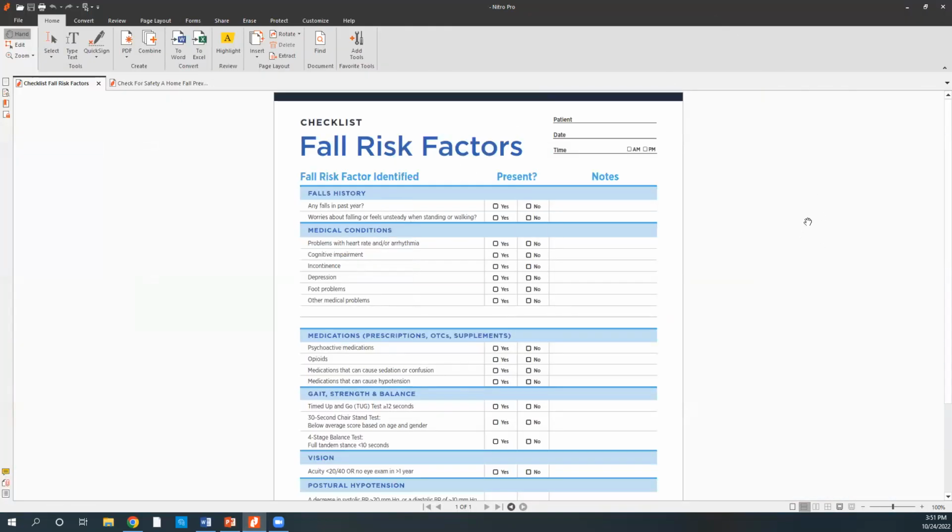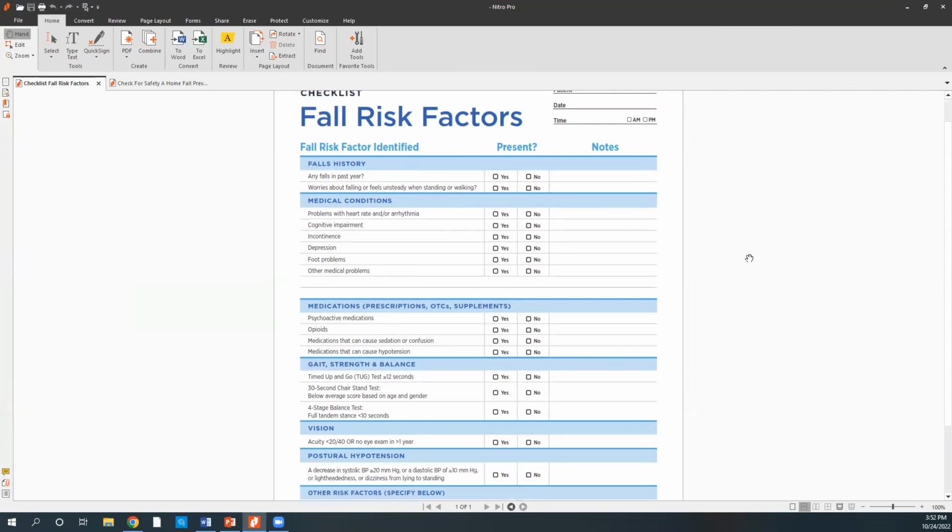So this is the quick checklist for fall risk factors. This is something that can be done as a community team. It's something that can be done by the families, by the resident. It could be provided to them to bring to their physicians during their next Medicare visit. But it goes over some of those high risk factors that we can impact.